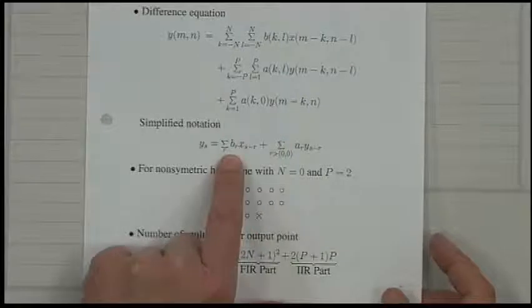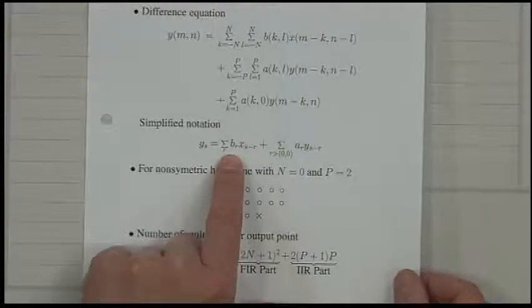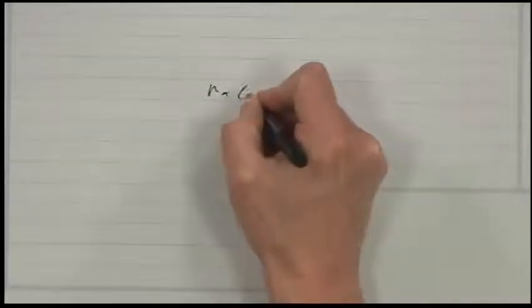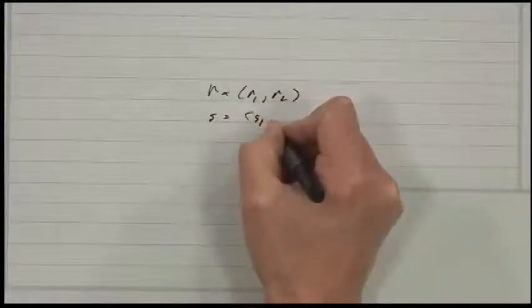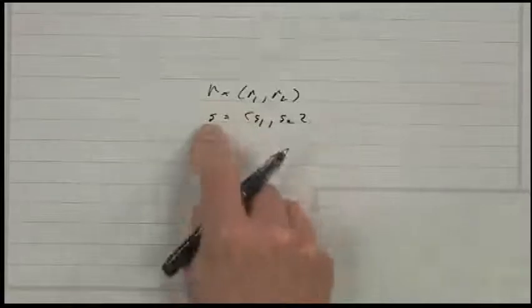Here I'm using notation which simplifies things in 2D. So R really means R1, comma R2, and S means S1, S2. So this is like a vector index.